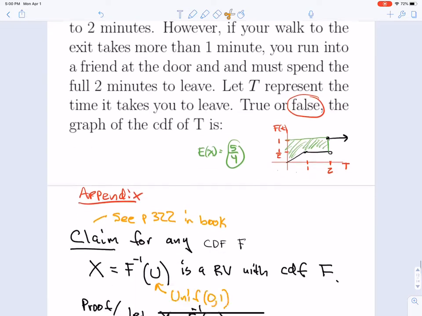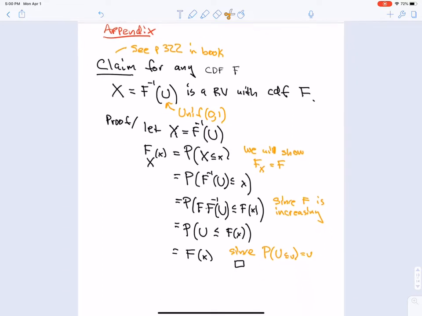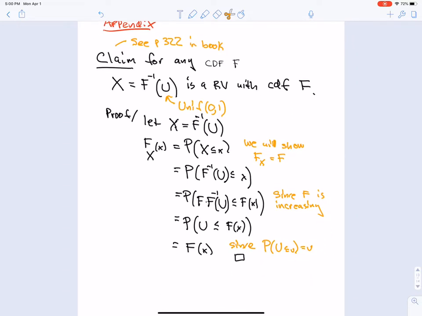Okay, so that is it. Maybe I should quickly take a look at this appendix here. To prove that if x is F inverse of u, this is a random variable with CDF F, you can just follow all the steps. I'll just go down to the second to last step here: the probability that u is less than or equal to F of x. Because u is uniform, we know that the probability that u is less than or equal to little u is u, because the CDF for uniform is just the diagonal line. So the probability that u is less than or equal to F of x is F of x. This shows that the CDF of x is F of x.